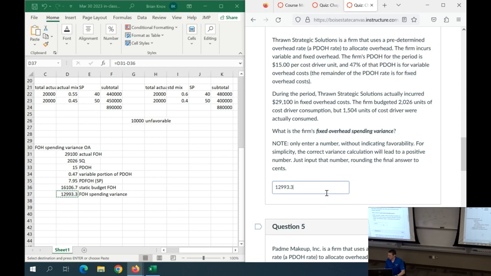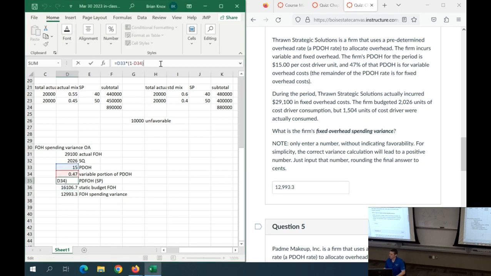Okay, anybody see a mistake anywhere? I think I've got it. Yeah, I took the overall PDOH and multiplied it by whatever percent is left over for the fixed overhead portion. Yeah, 1 minus the variable percent. Okay, was that what you wanted? Yeah. Okay.